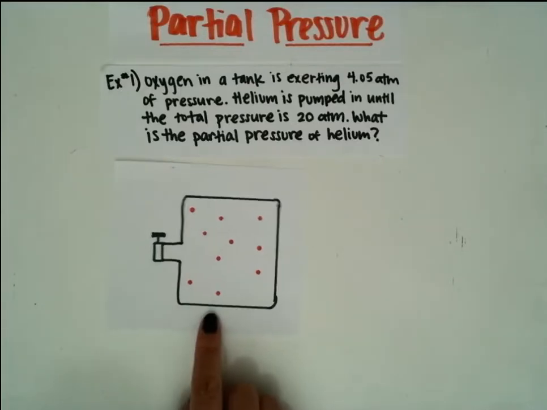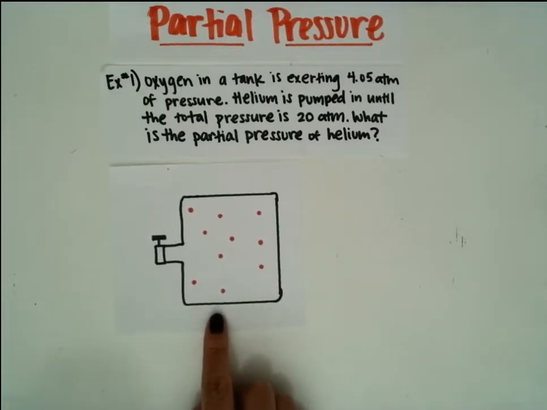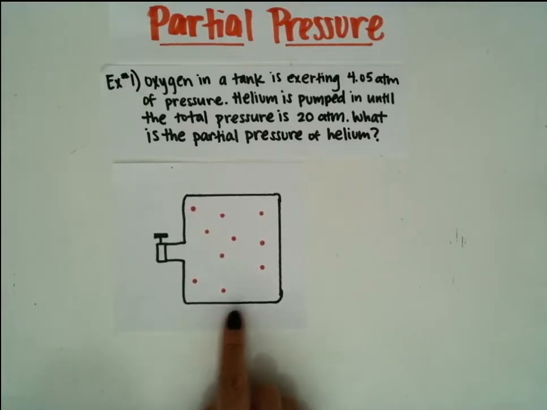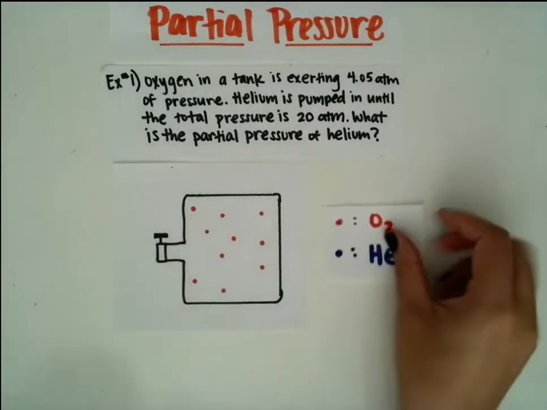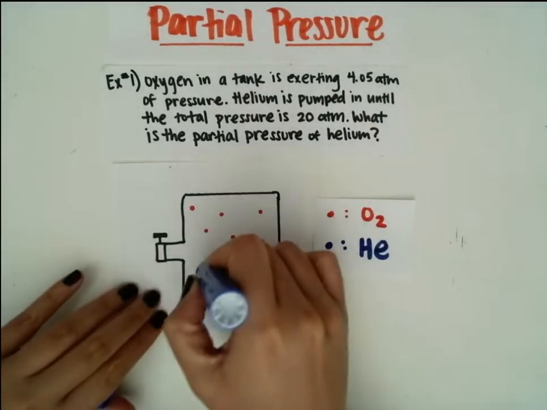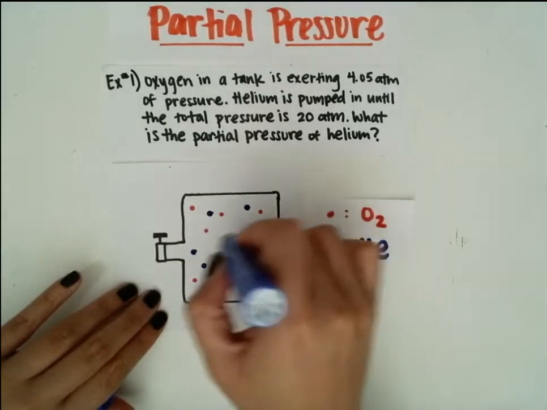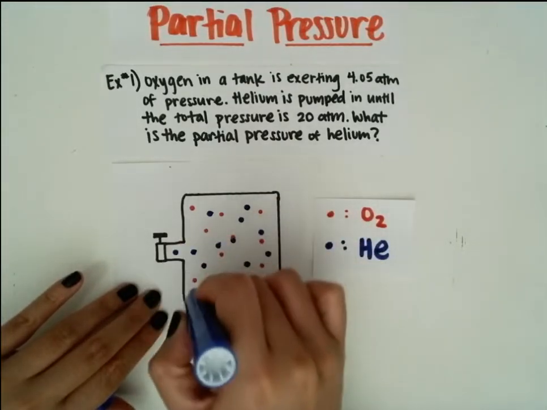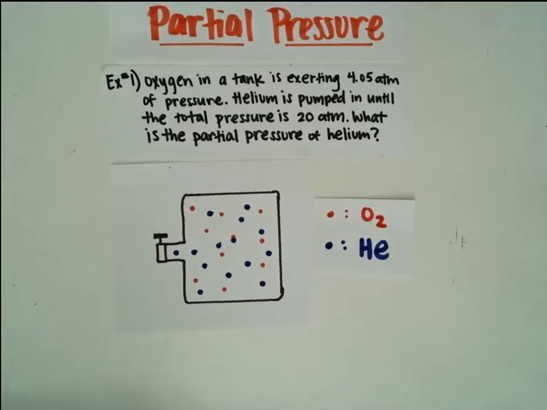So the oxygen in the tank is exerting 4.05 atm of pressure. Here we have these red dots representing oxygen, and the blue dots, which I'm going to add, are going to represent helium. Helium is pumped in, so we have a bunch of helium gas particles pumped into the container. And now the total pressure is 20 atm. What is the partial pressure of helium?